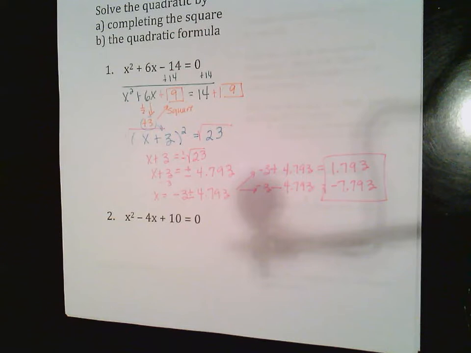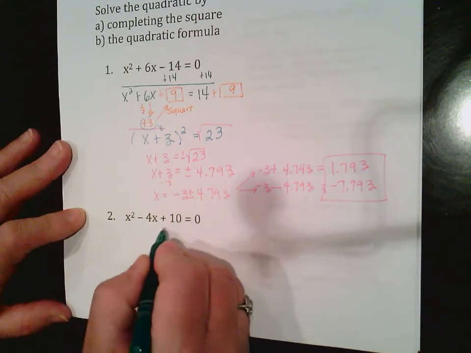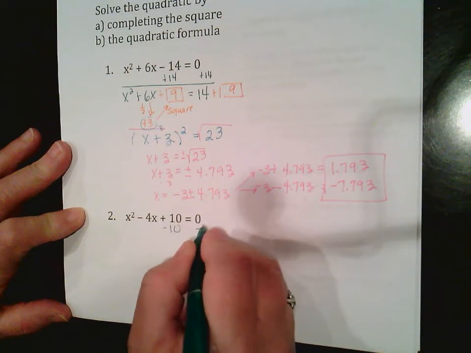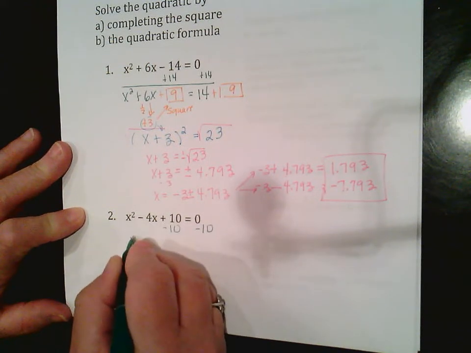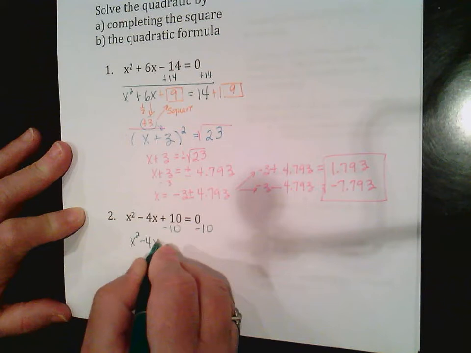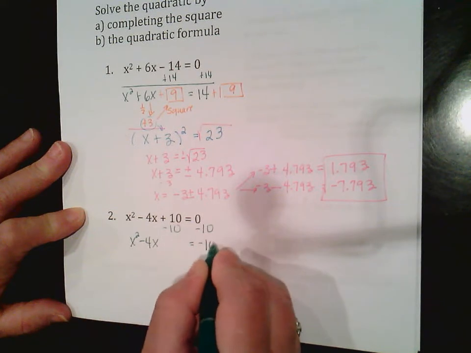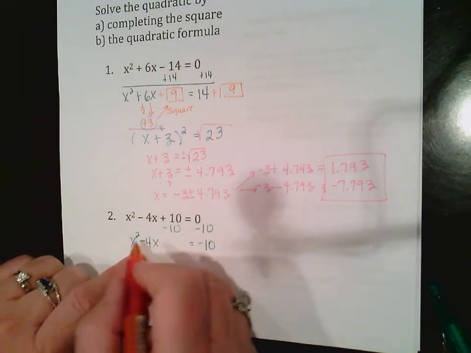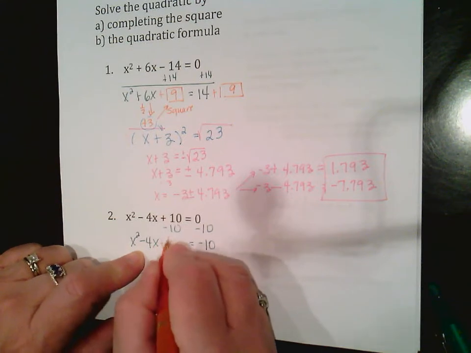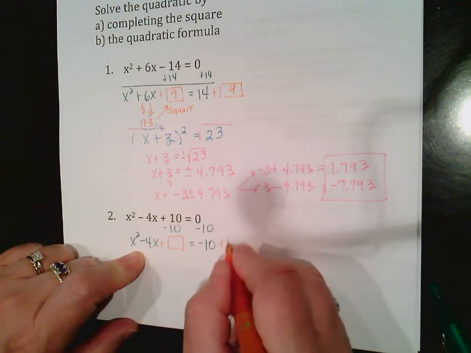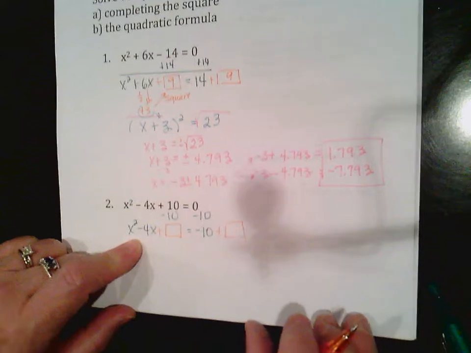Okay, let's try another one. If I'm going to solve this by completing the square, first I'm going to move the constant over by subtracting it from both sides. So that gives me x squared minus 4x on this side and negative 10 on this side. To complete this perfect square trinomial, I'm going to end up adding a box. And whatever goes in that box, I'm also going to add to the other side.